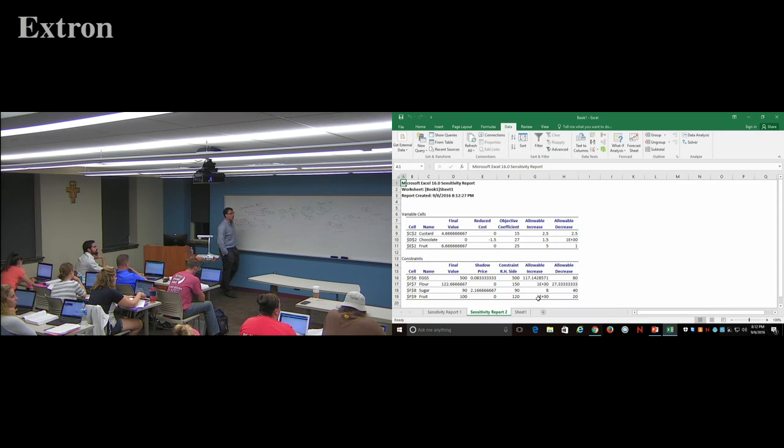what do you notice that chocolate pies has up in the top part that custard and fruit pies do not have? It has a reduced cost. The reduced cost is negative 1.5. So interpret that for me. What is that saying?